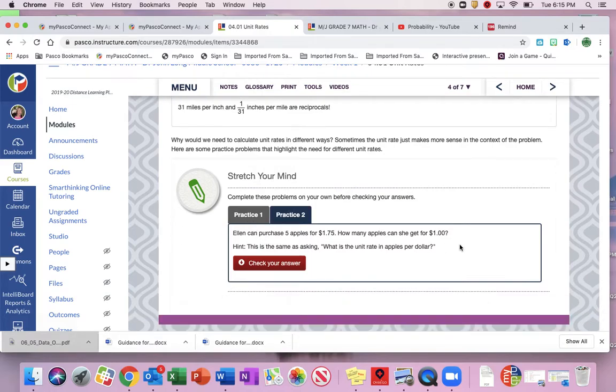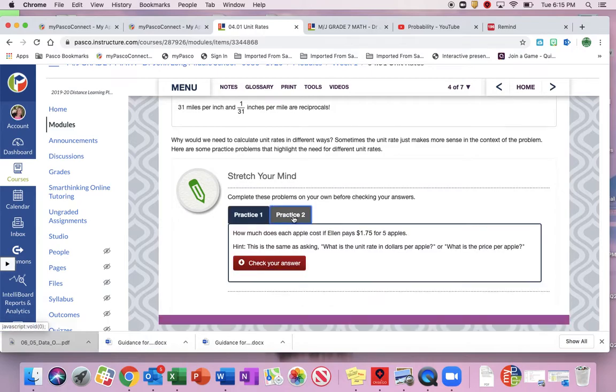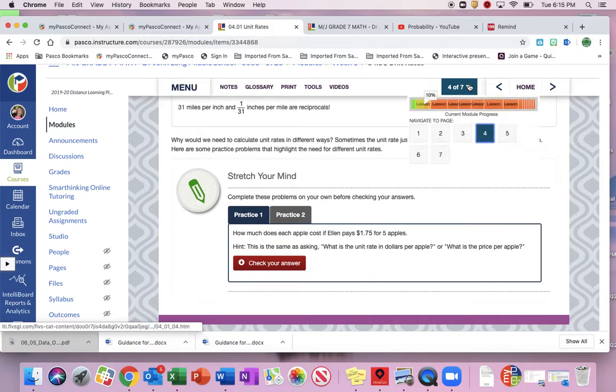You can purchase the apples, work it out on paper. You can check your answer. There's a practice question too. You can work it out and then you can check your answer.